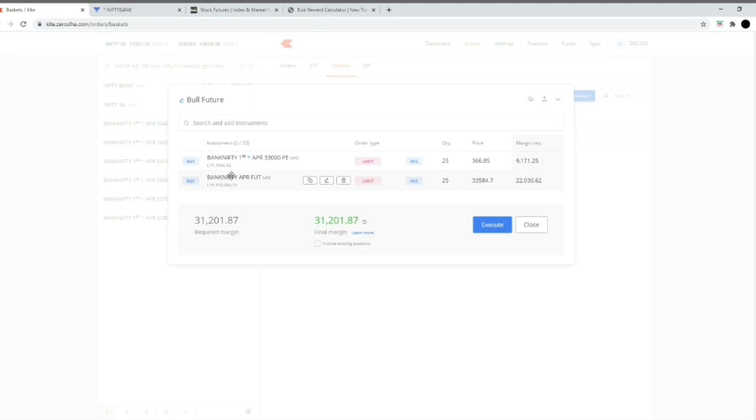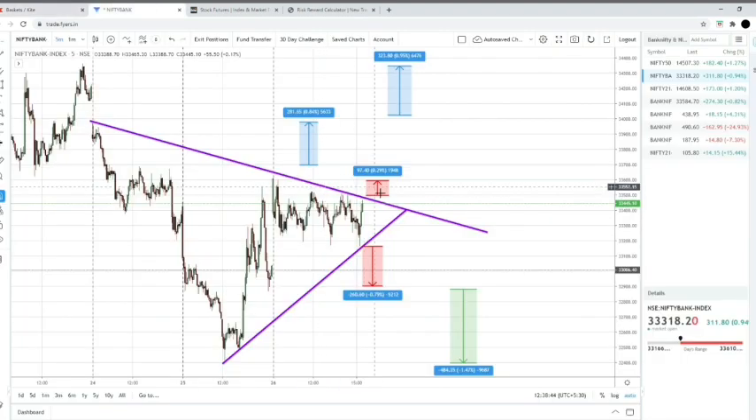But if you would have taken this naked, one, there would be an increased margin, and two, you would have to watch yourself bleed for 500 points if you're wrong on that particular direction. So this is a particular scenario that I have explained to you over here.